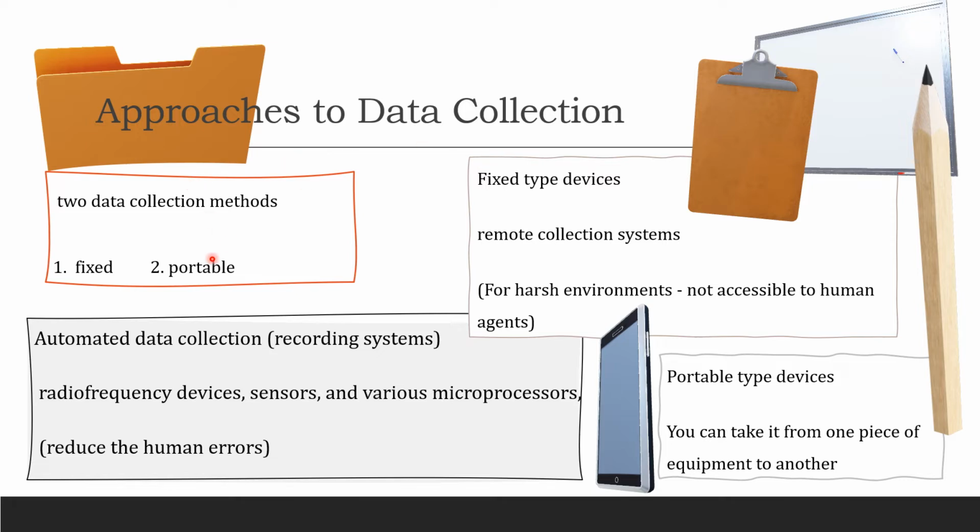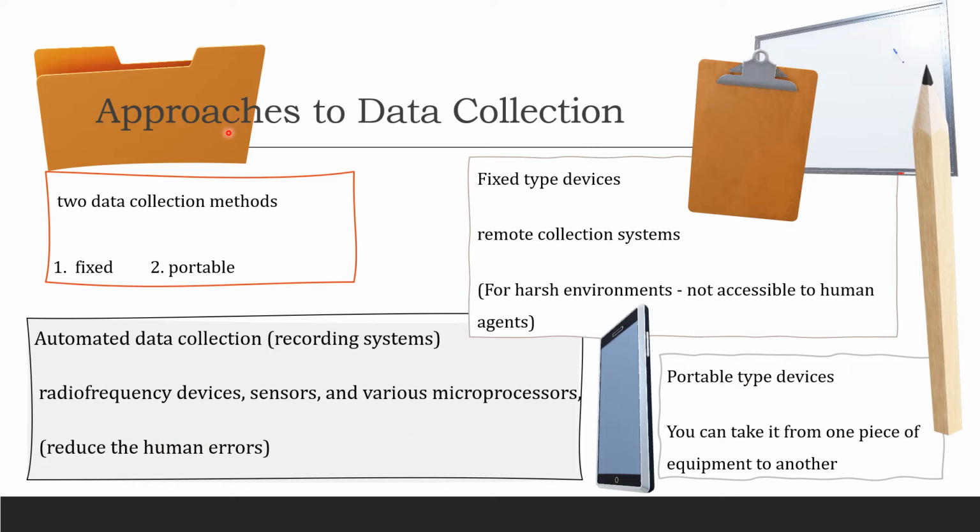Data collection. So we have two methods. The first one is fixed and the other one is portable. So in fixed data collection, we use the remote collection systems, okay, especially for the harsh environment where you can't go, okay, access to that point. We call them access points. If you can't do that, we do the remote collection systems. Automated data collections are nothing but your recording system, directly recording the machine, okay, or the line. And we use radio frequency devices, sensors, various microprocessors. And by using them, we reduce the human errors.